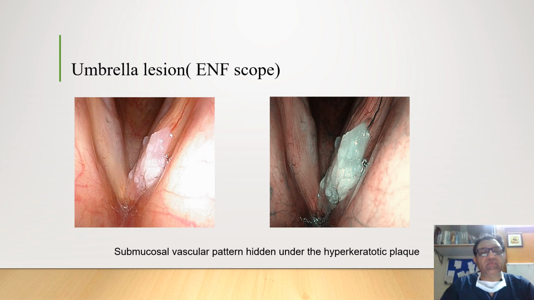These are the very confusing lesions like umbrella lesions, submucosal vascular pattern hidden under the hyperkeratotic surface, and in these cases one has to go with the assessment of the periphery. This lesion doesn't show any of these features, so the histopathology matches with the moderate dysplasia or hyperkeratotic lesion.